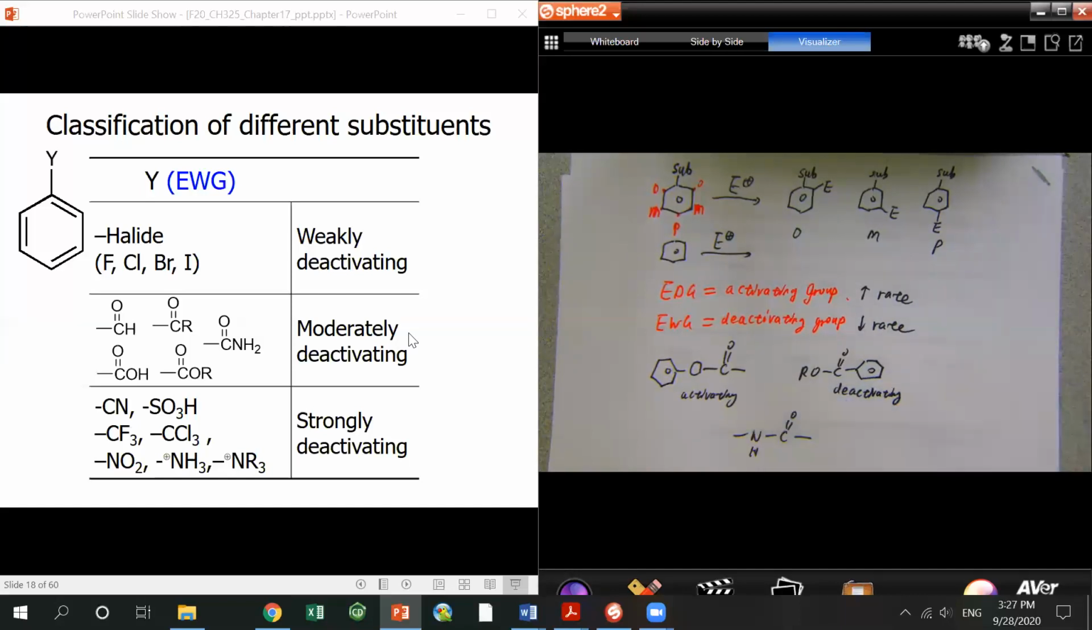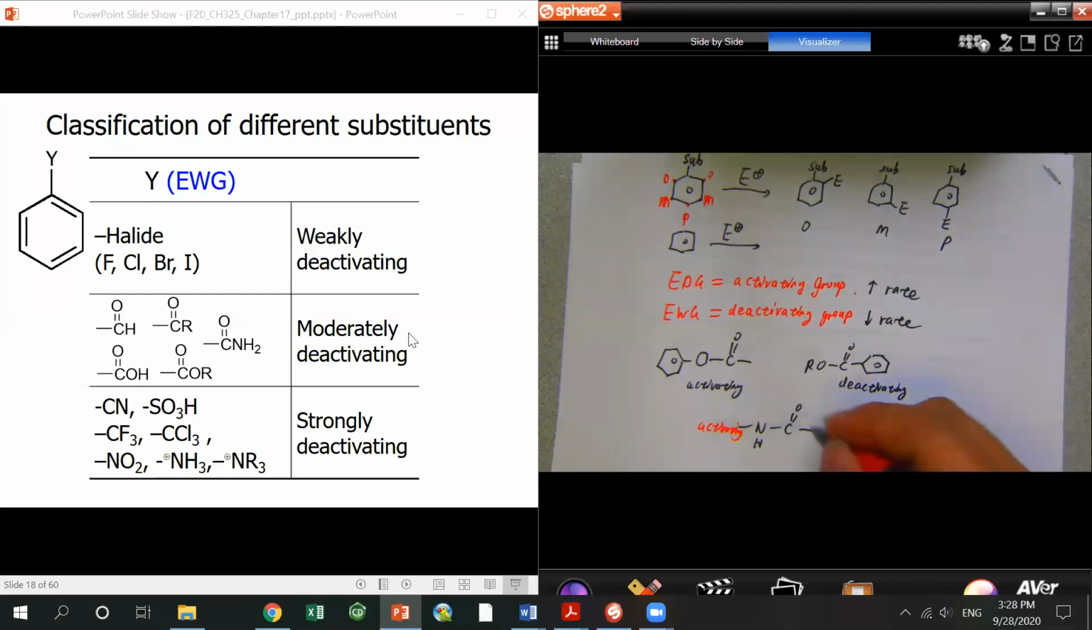So you have to look at which end. If the nitrogen end connects with the benzene, that's activating. If the carbonyl end connects with the benzene, it's deactivating.